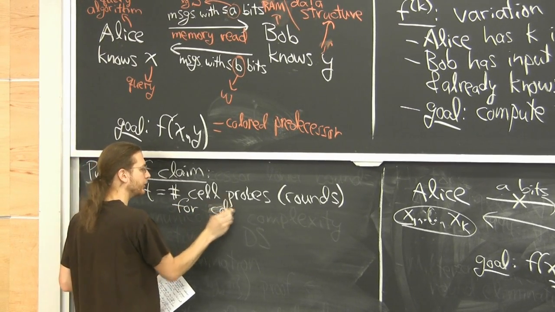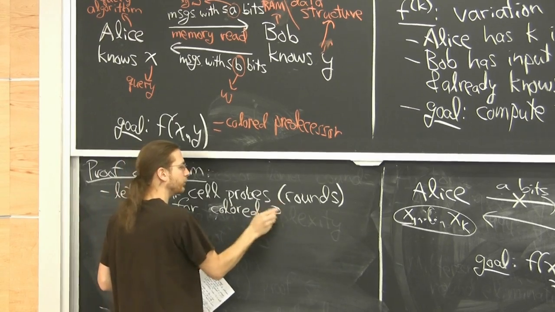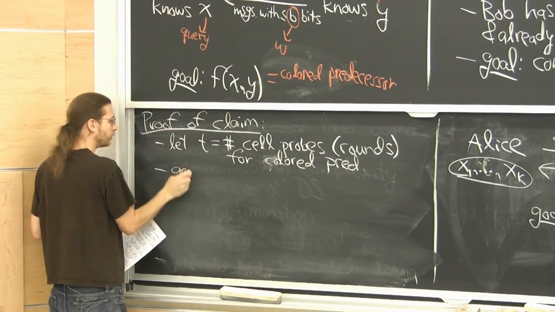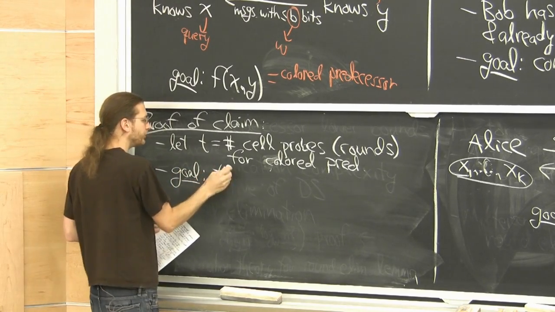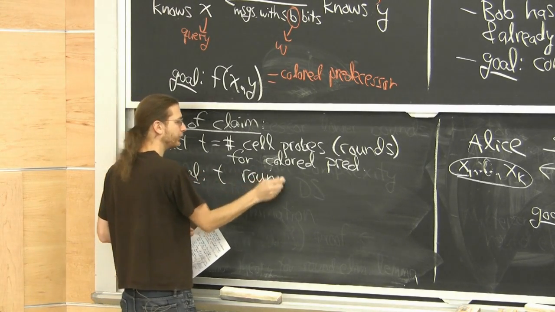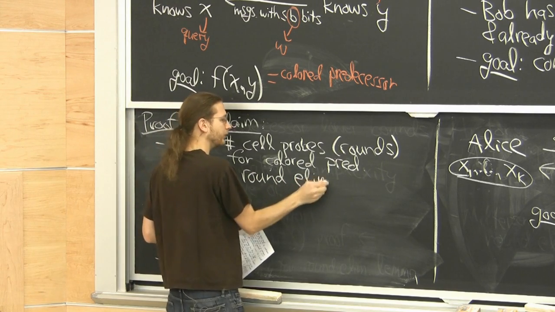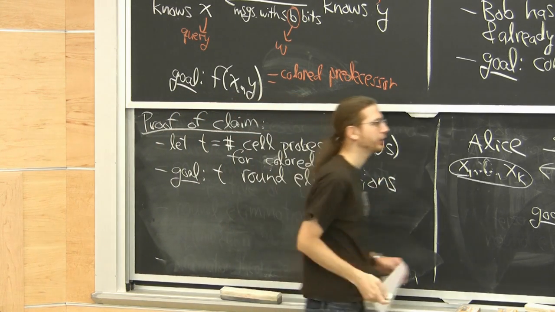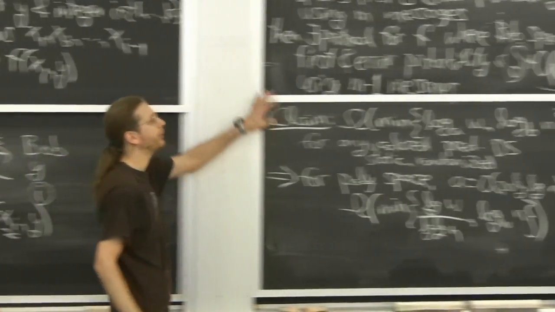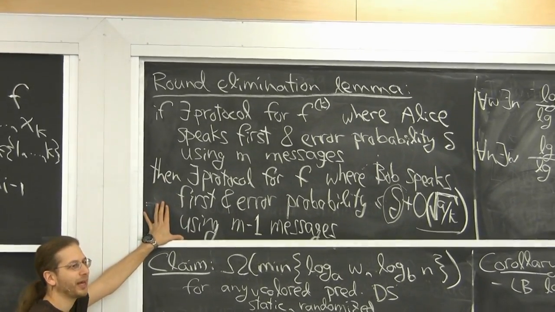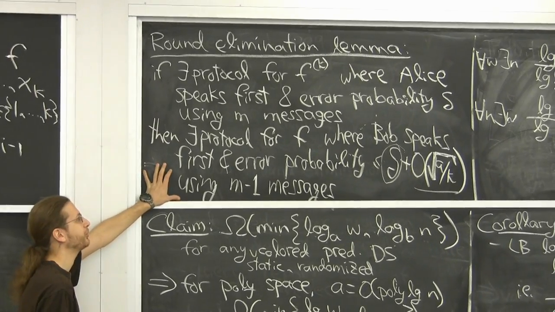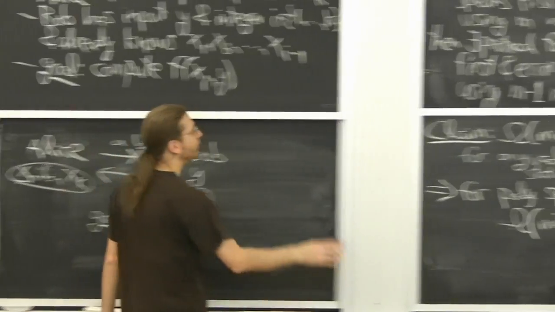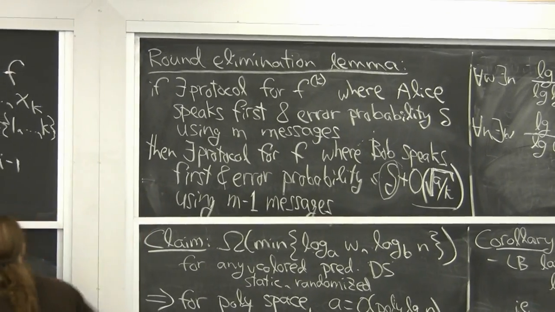for colored predecessor. Our goal is to do T round eliminations. Slight discrepancy in terminology here. The round elimination lemma is really about eliminating one message, which is half a round. But if you do it twice, you'll eliminate a round. And so we need to do 2T calls to this lemma. We will eliminate all messages.